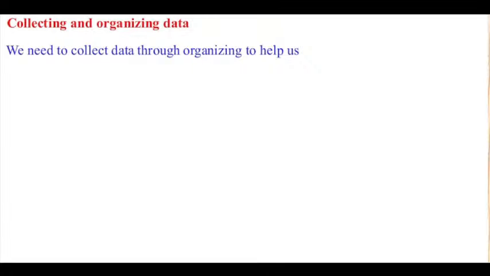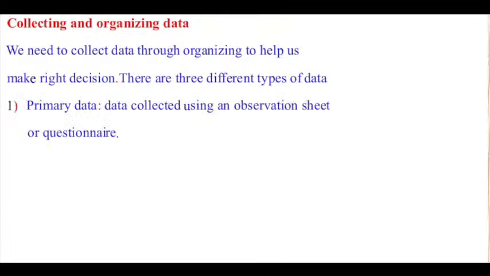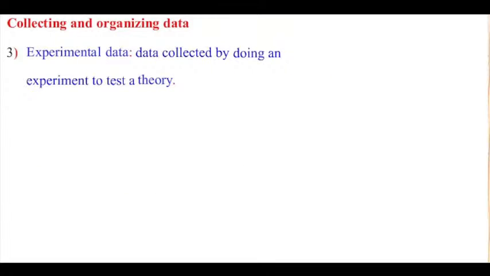Collecting and organizing data. We need to collect data through organizing to help us make right decisions. There are three different types of data. Number one, primary data. Data collected using the observation sheet or questionnaire. 2. Secondary data. Data collected from sources like internet, documentaries, scientific references, and other publications. 3. Experimental data. Data collected by doing an experiment to test a theory.